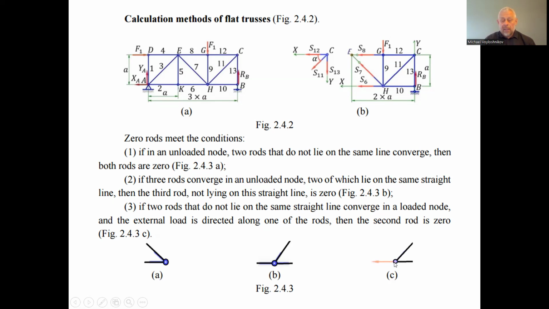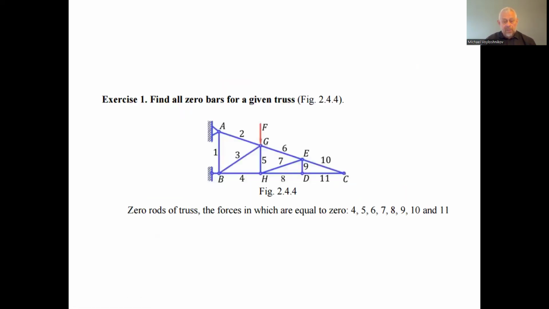So the rest rod is zero, it has zero tension in the rod. Besides, we will consider an exercise as an example. We have to find the zero bars for the given truss.